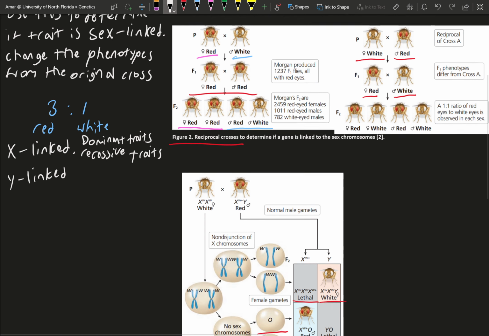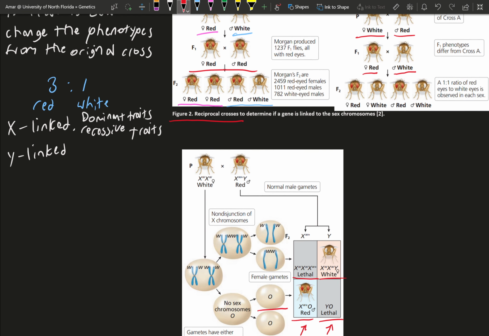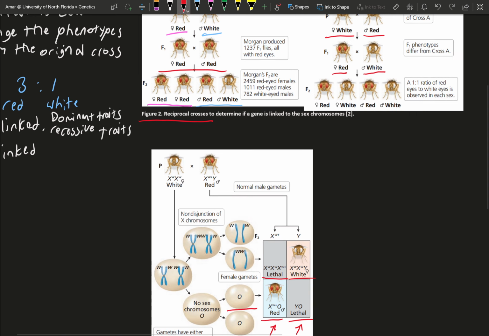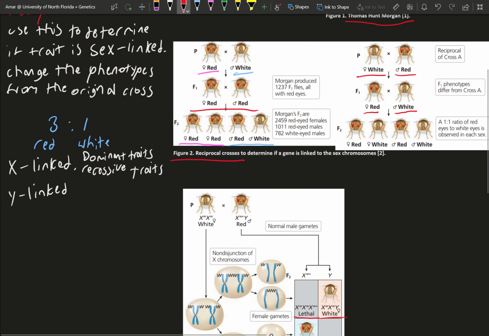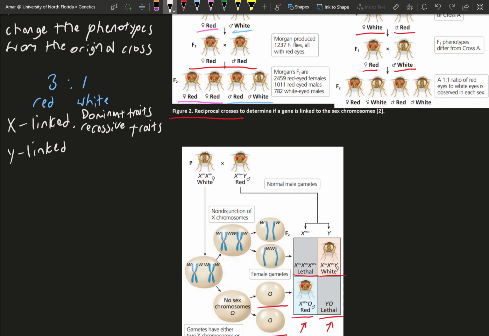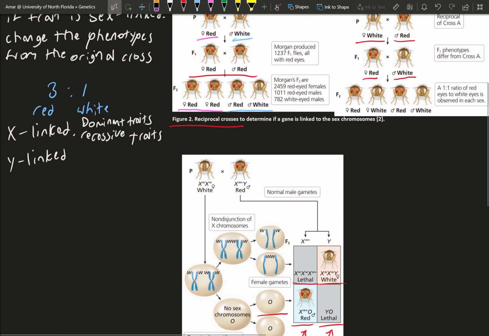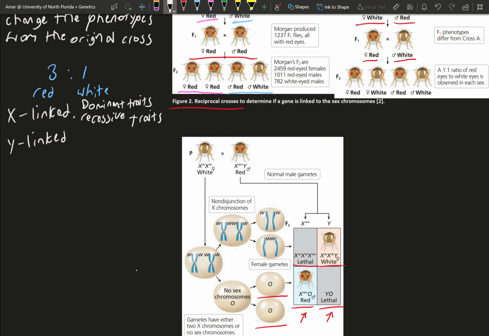But the question is, we've already talked about product rule and sum rule. How do we figure out how Morgan got all the data that he got from these following crosses? So let's do that. So let's say we have a true breeding female, and we're going to say that X plus is dominant to XW.